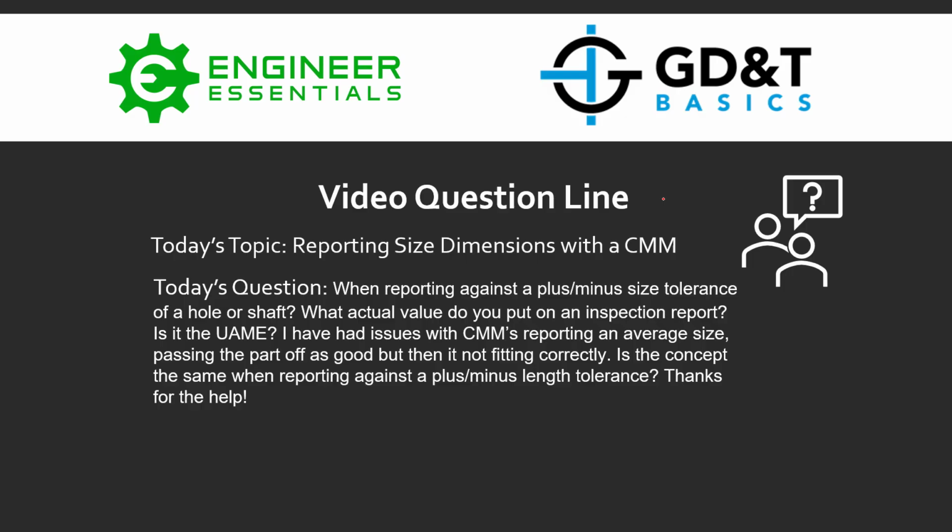So again, for the UAME, for those of you that don't know what that stands for, it is the unrelated actual mating envelope. So we're going to go over quickly what rule number 1 is for those of you who have never heard of rule number 1, and then we're going to discuss the criteria that you need to report in order to reject or accept a feature of size.